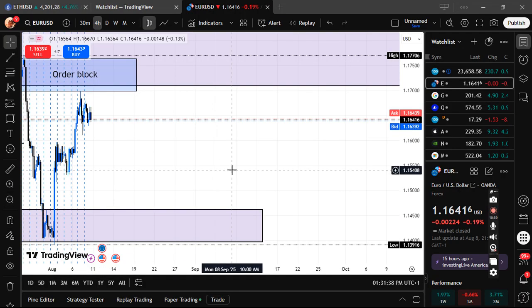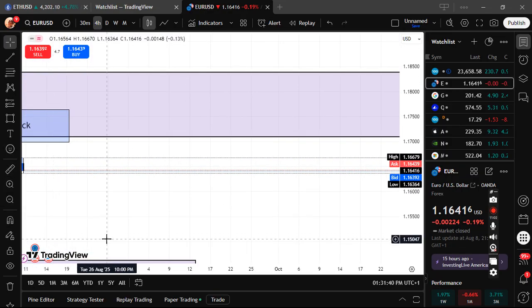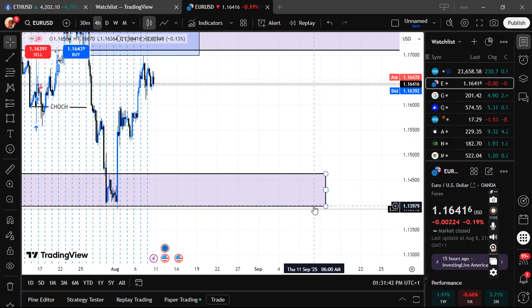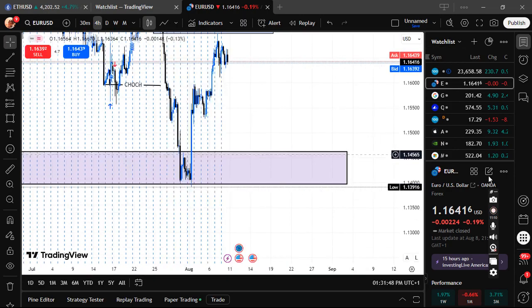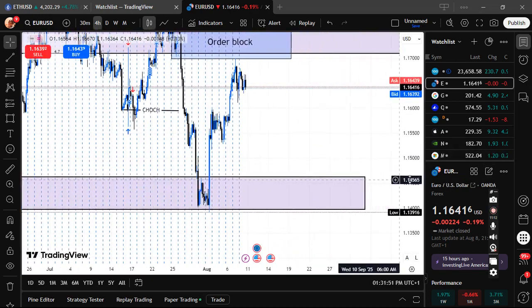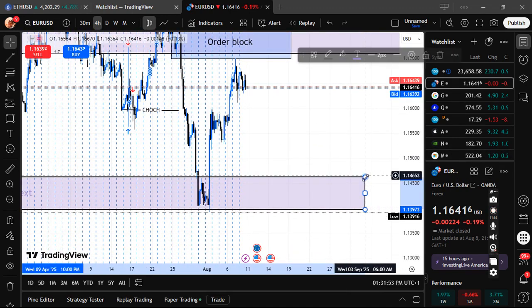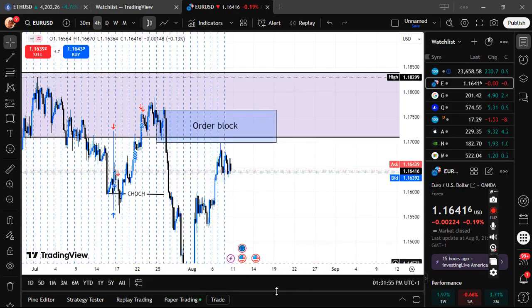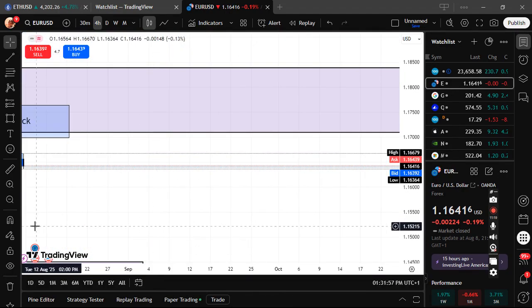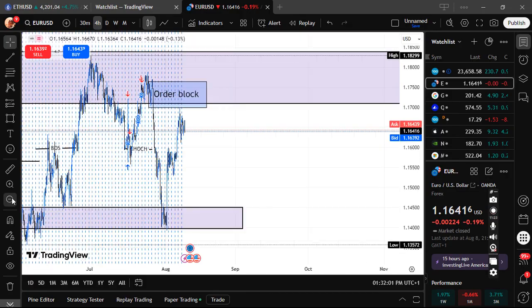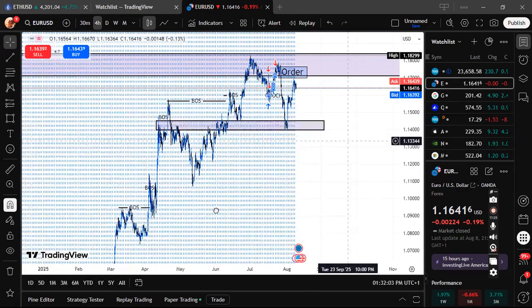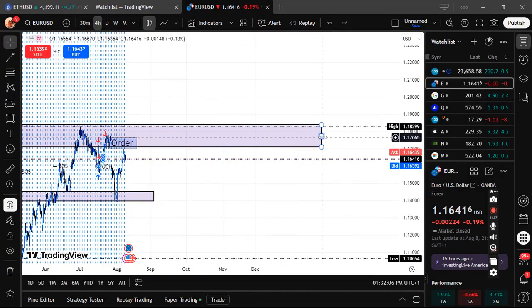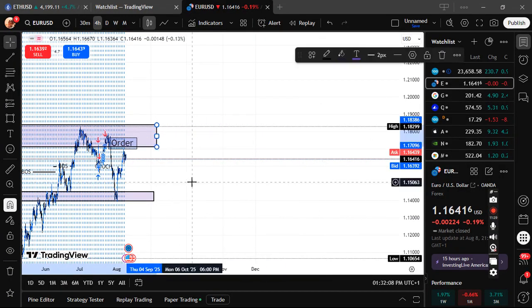So let me refine my box. All my boxes are too big. Yeah, they're too big. Refine them a little bit. Why is this going far? So here we can just see what's going on.